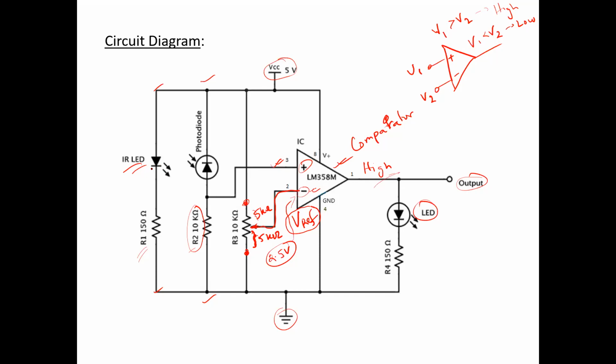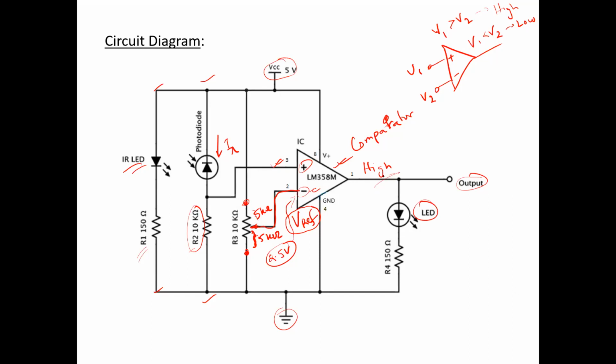Now, if there is any nearby object, this infrared ray is going to reflect back to the photodiode. Upon receiving the reflected infrared ray, the reverse leakage current flowing through the photodiode will increase. As the current increases, the voltage drop across this 10K resistor will also increase. And when this voltage drop across the 10K resistor is greater than the reference voltage, a high signal will be provided at the output side of the op-amp, indicating that an object is detected.